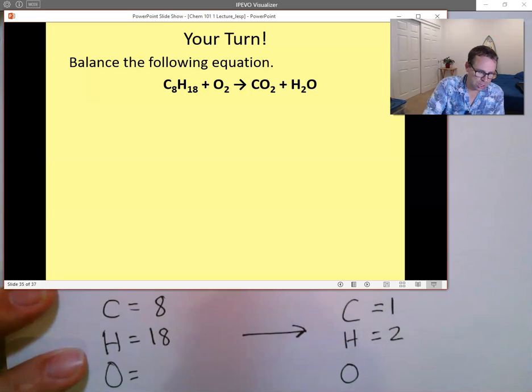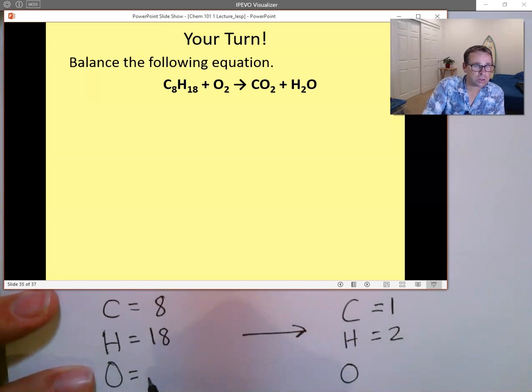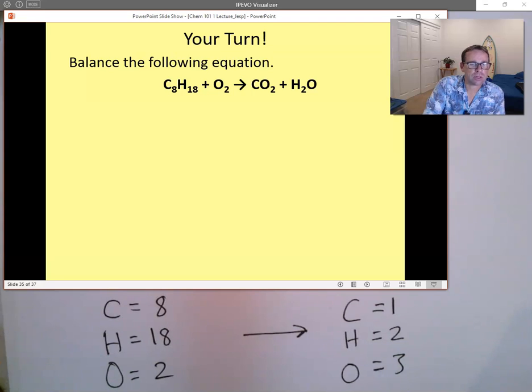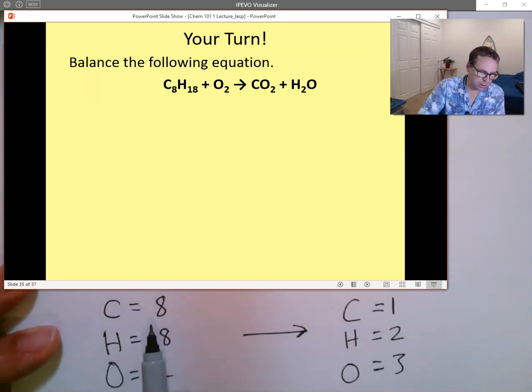2, 2. Okay. How about oxygens on the left? 2, on the left side or the right side? 2, 2. Okay, good. 3. 3. Is this equation balanced? No. It's not balanced. All right, so let's look at the carbons to start off with.